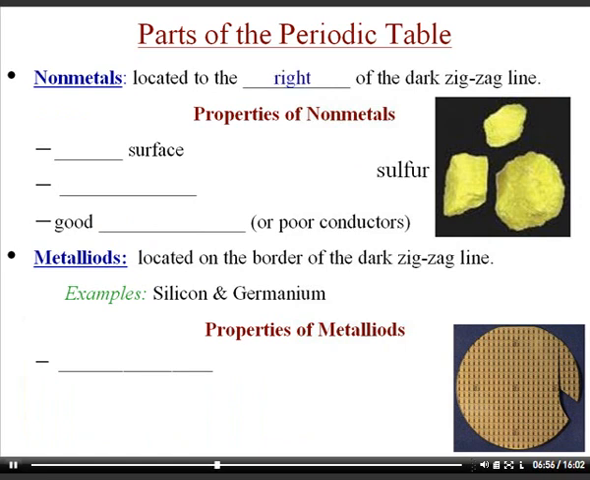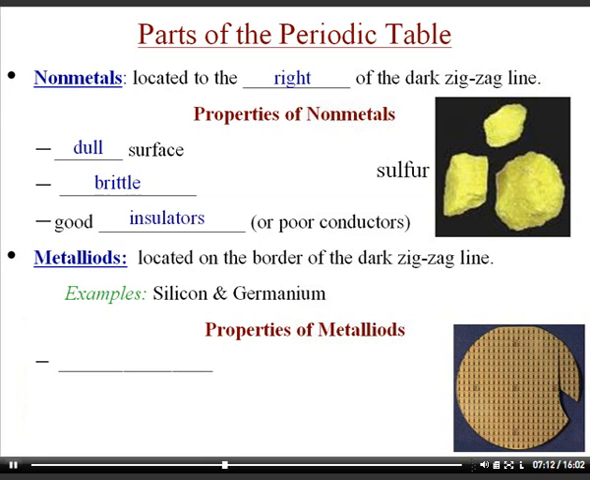The nonmetals are on the opposite side of that zigzag line. They're on the right side, and the properties are the opposite as before. So instead of shiny, they're dull. Instead of being malleable, they're brittle, which means they break apart if you smack them with a hammer, and they're good insulators as opposed to being a good conductor.